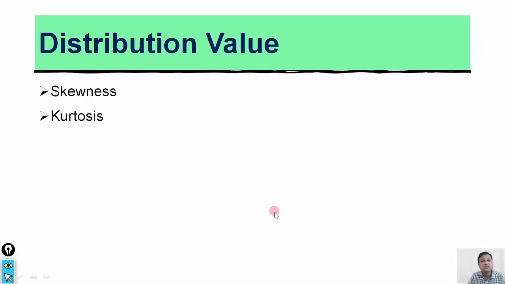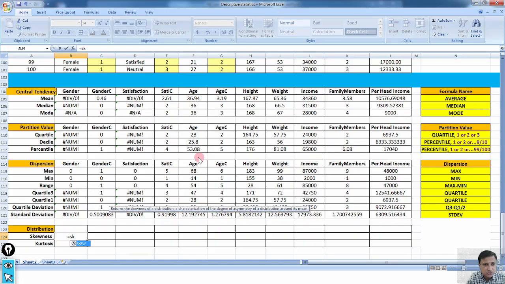Now let me go to the distribution value, more specifically in descriptive statistics only. Fine. In descriptive statistics, how do we show the distribution of our data? That is skewness and kurtosis. Again, the meaning part we'll see in separate lectures. The process part, yes, we are going to see here.